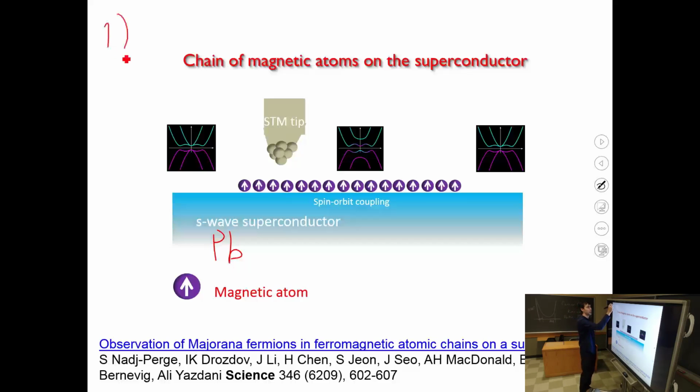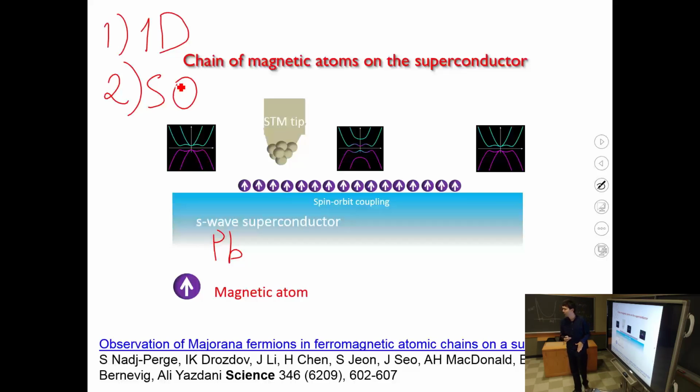So the first ingredient was 1D, a one-dimensional system. That's just having a one-dimensional chain gives you that. Each of these atoms contributes 1 electron to the band structure, so you have a 1D right there. The second one was spin orbit. Spin orbit, in this case, comes from the superconductor. So these atoms don't have spin orbit, but this lead has a very strong spin orbit interaction, and it is donated, just like superconductivity, to the magnetic chain. The same for superconductivity. It comes from lead.